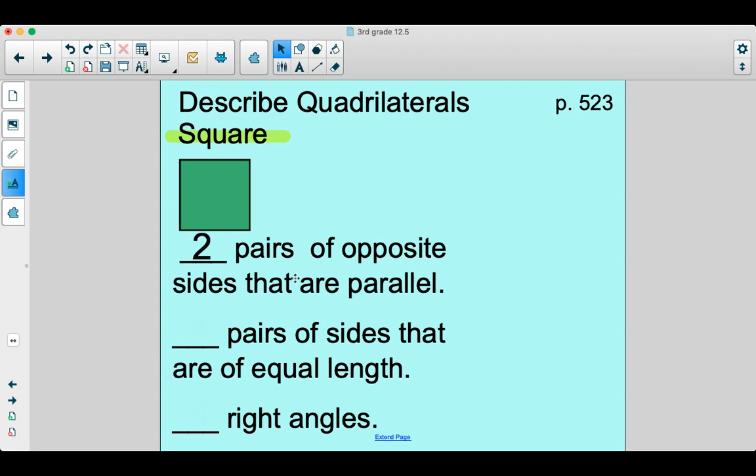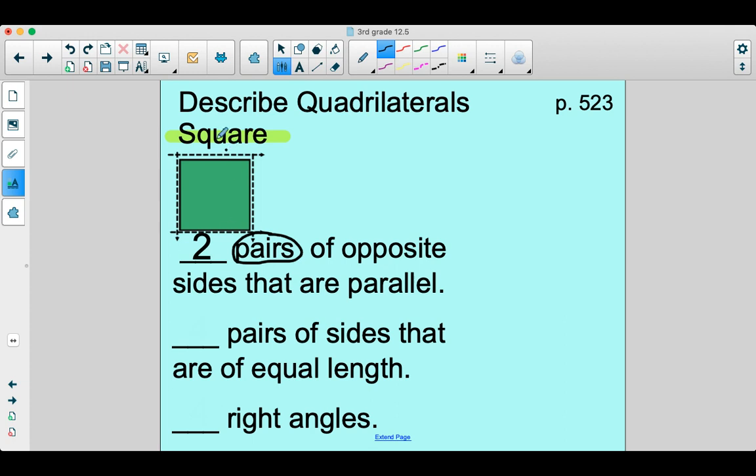Let's see. That side would be parallel to that side. And this side would be parallel to this side. Now, why didn't we write 2 instead of 4? Well, we wrote 2 instead of 4 because there's this word right here that makes us write 2 instead of 4. Pairs. All right, so this and this line and this line are a pair, and these two are a pair, right? So we have 2 pairs of opposite sides that are parallel.